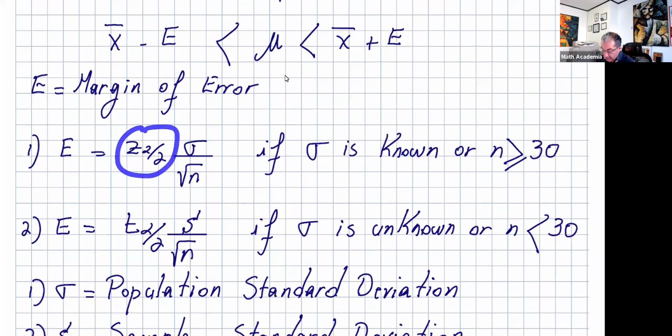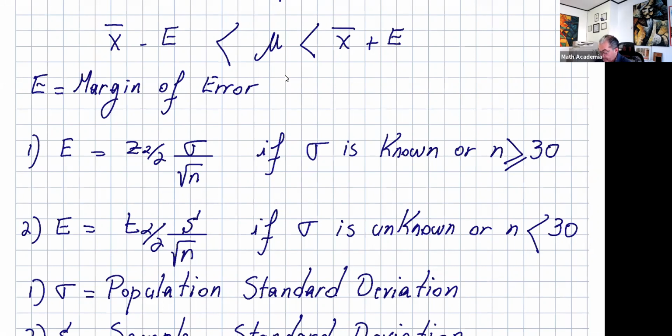You can use z, the normal distribution, or you can use t, the student t distribution. We use z when sigma is known, or sometimes when n is greater than or equal to 30. When n is greater than or equal to 30, those two distributions have very similar critical values that are very close to each other. So E equals t sub alpha over 2 times s over square root of n.